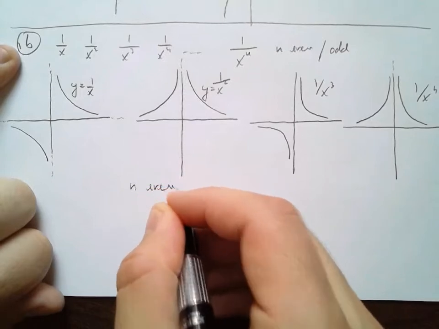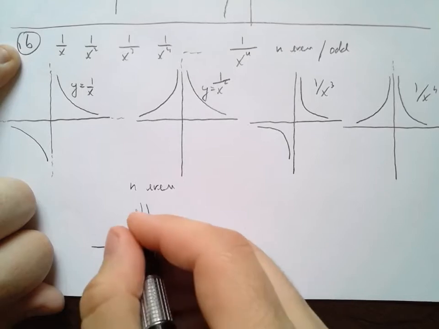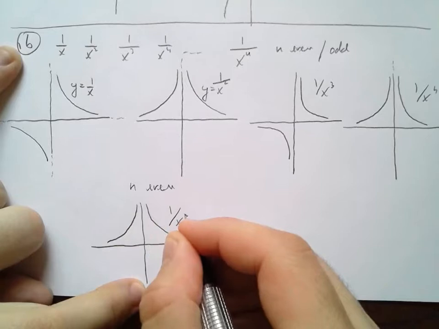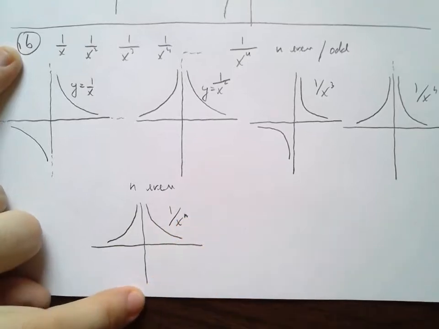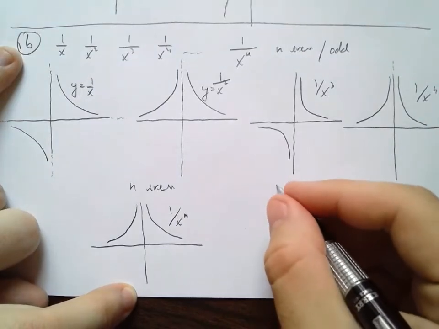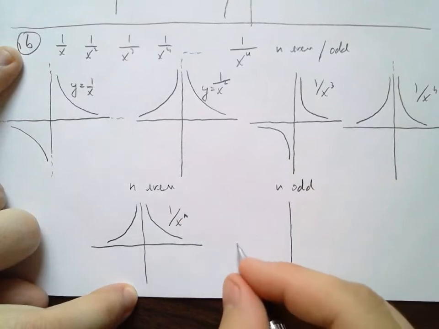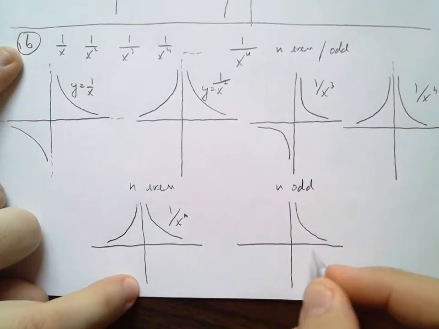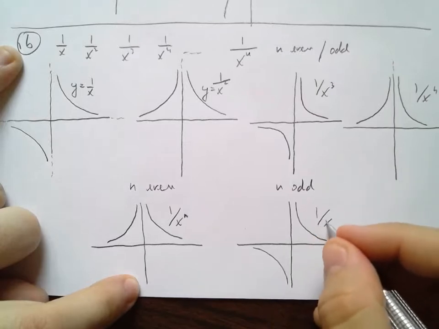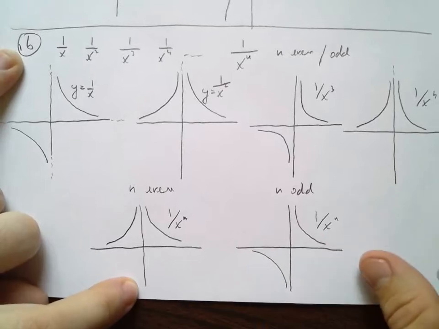even, the function 1 over x to the n is going to resemble the 1 over x squared graph that we have up here, whereas if n is odd, the function is going to resemble the graph of 1 over x, something like this. Okay, so that's the solution for 1b.